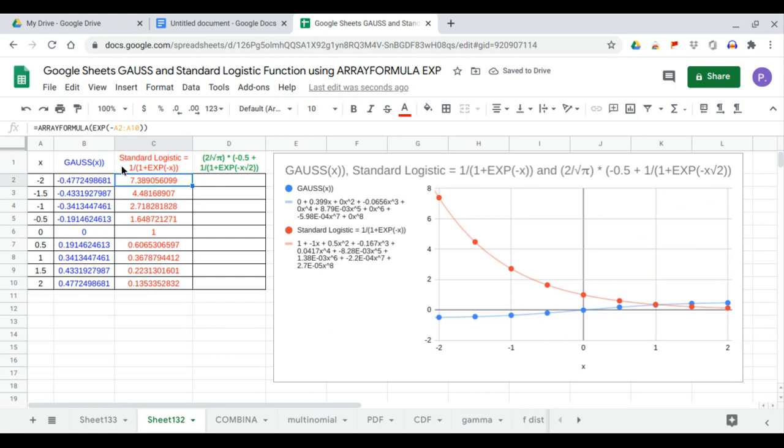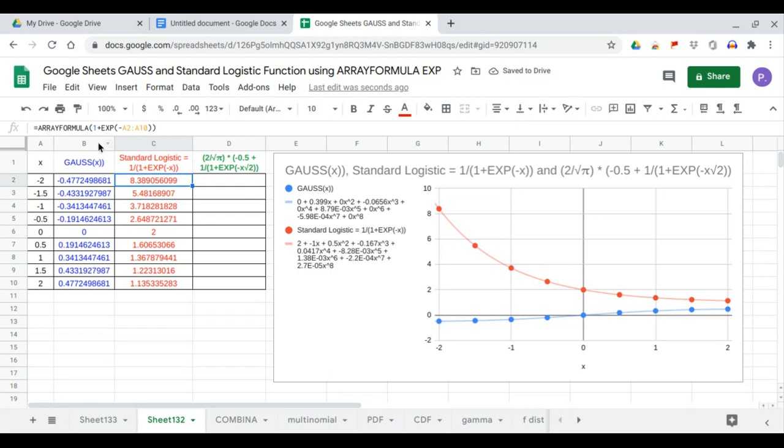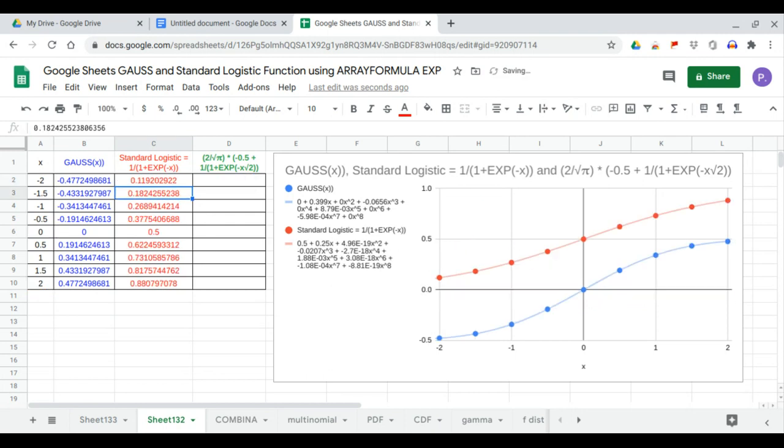And then factor in 1 plus. And then factor in 1 over 1 plus. So 1 over the quantity 1 plus. So here you have the standard logistic function in red and the trend line and its trend line equation.